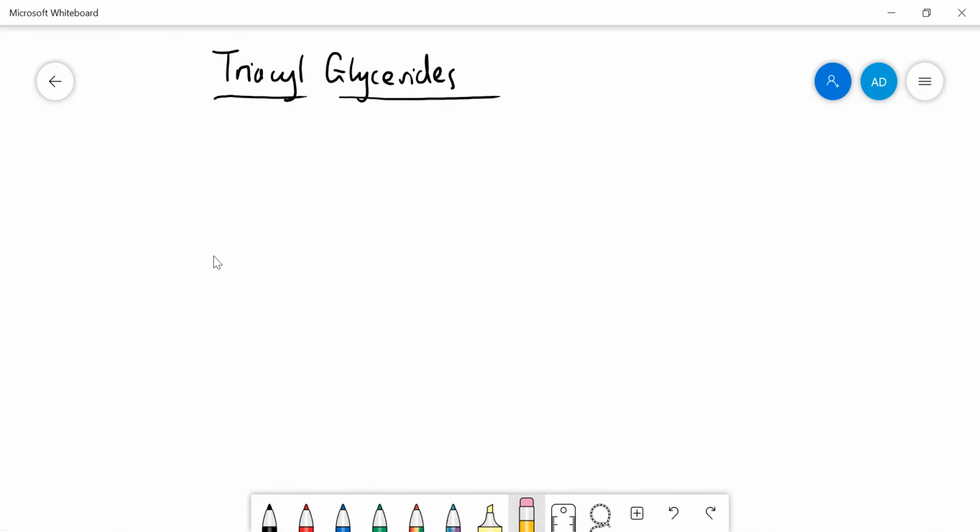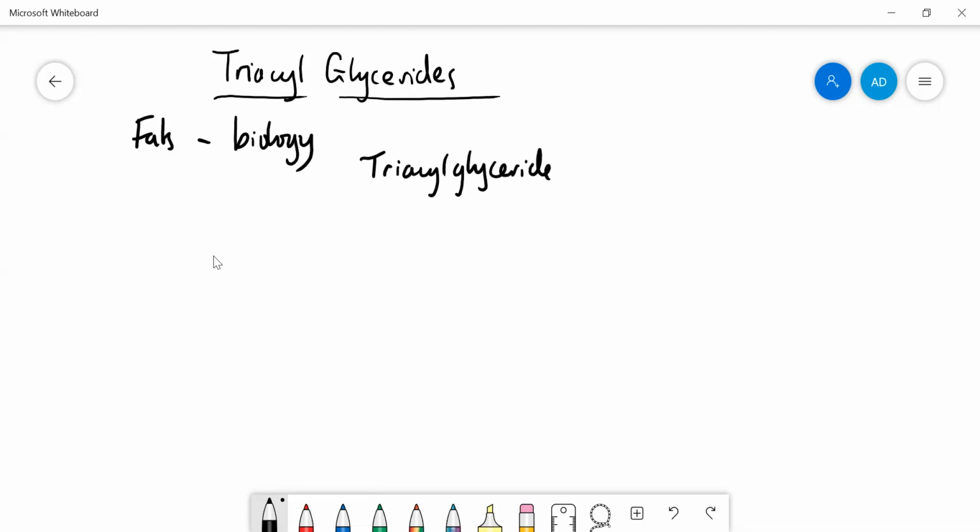Okay, so triacylglycerides, right? These are fats that you find in biology. If you do biology as well, you probably know about these. You know that a triacylglyceride gets digested, and in biology it's usually called a triacylglyceride, or sometimes a triglyceride.